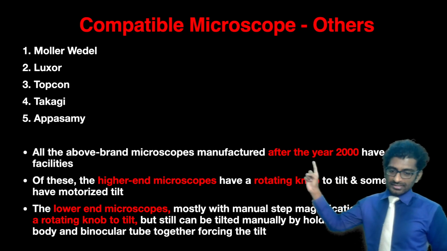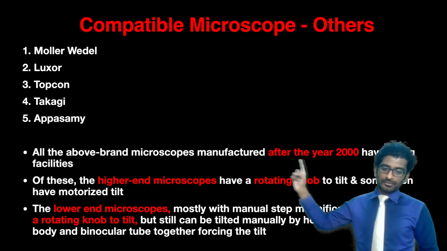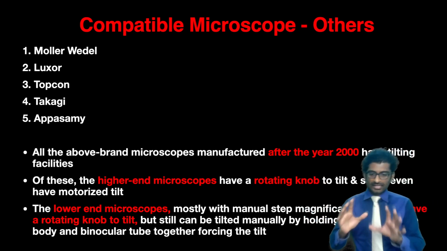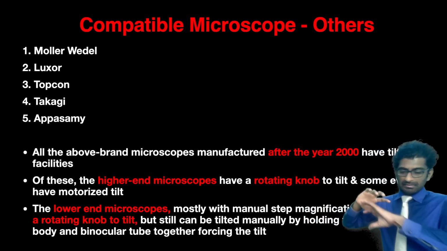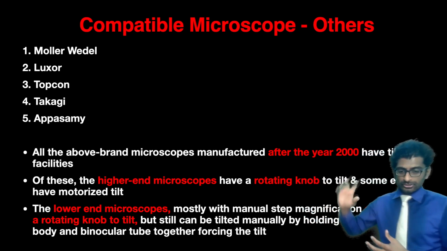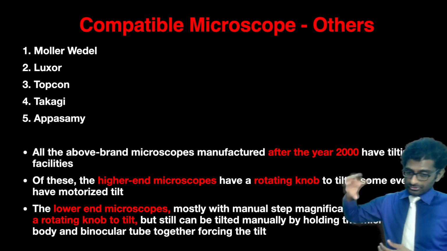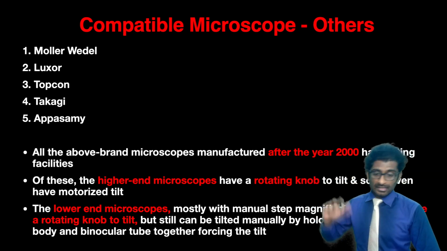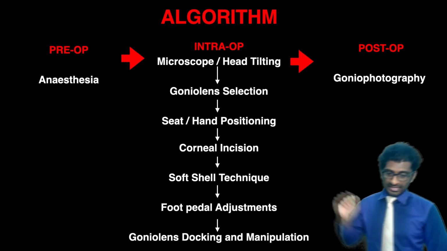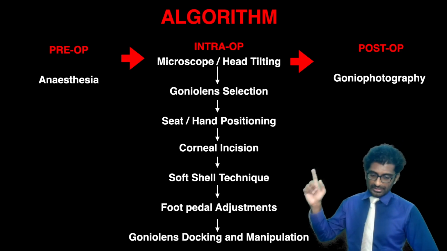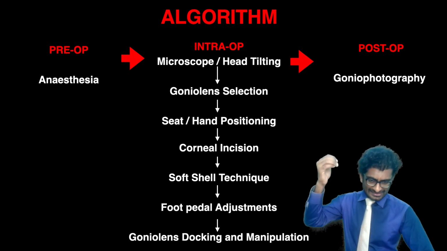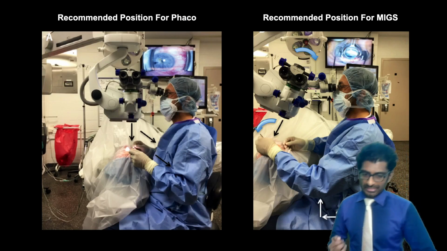One simple observation that I noticed is that any microscope produced after the year 2000 is compatible. They can be manually rotatable or automated. Sometimes you may have a knob which could be sterile, and you yourself can tilt your microscope. This is the algorithm that I follow: pre-operative, intraoperative and post-operative. Let us dissect the intraoperative to some bit too.